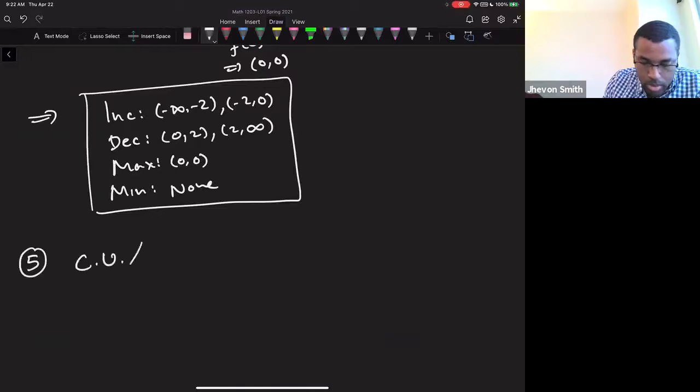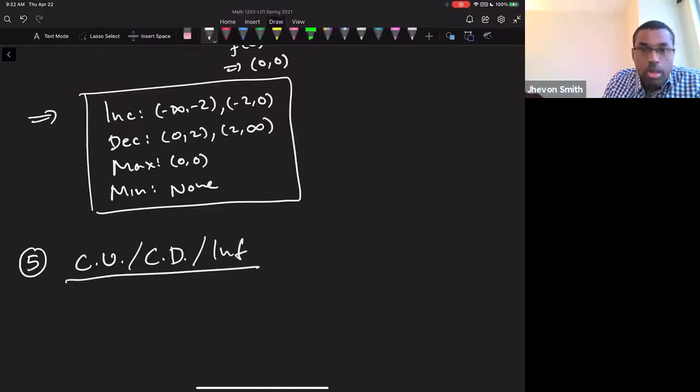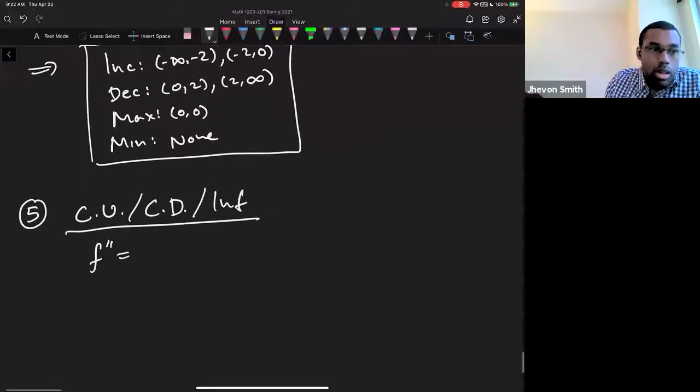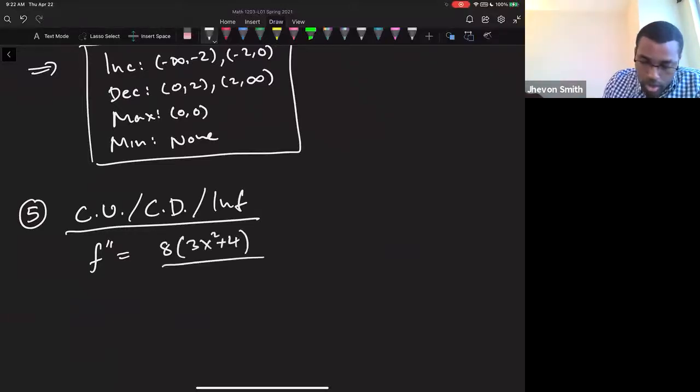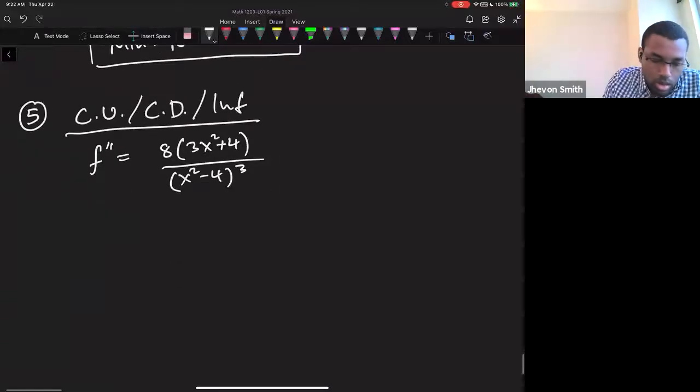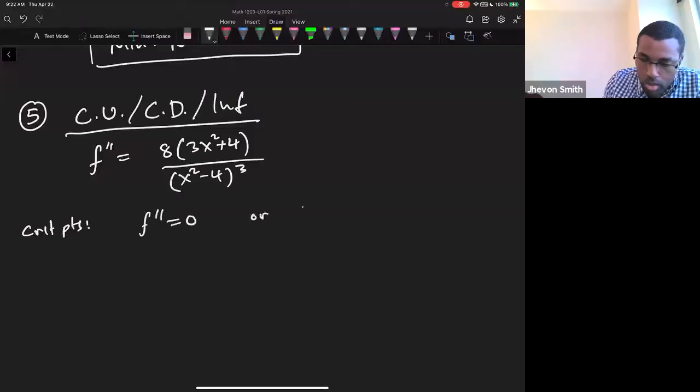Here's where we have concave up, concave down, inflection points. For this, we'll need the second derivative. And that, again, is given to us. This is 3x squared plus 4 over x squared minus 4 cubed. So you should know that what you want is critical points. This is where f double prime equals 0 or f double prime undefined.